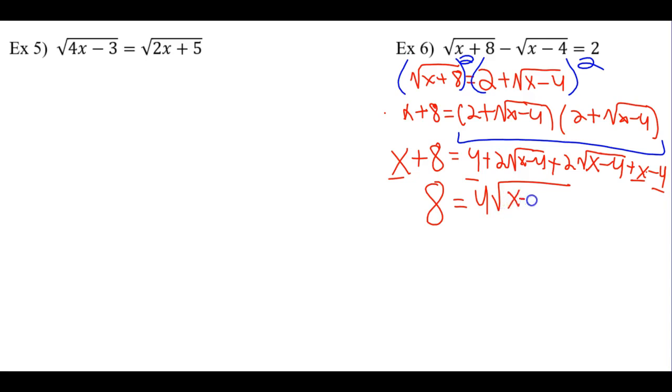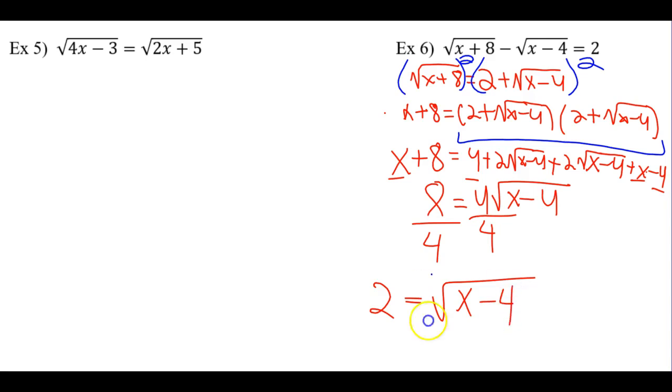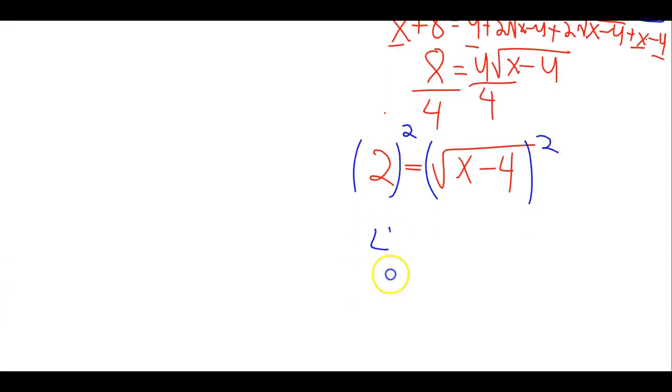X minus 4. Alright, at this point we would divide both sides by 4. So that's 2 equals the square root of x minus 4. Square both sides. So we get 4 equals the square root and the square cancel out. Add 4 over, therefore x equals 8.